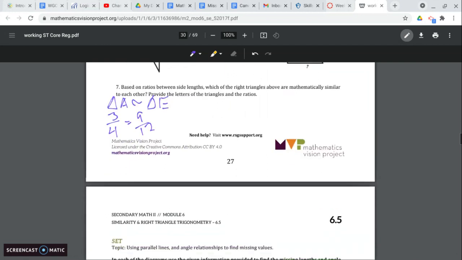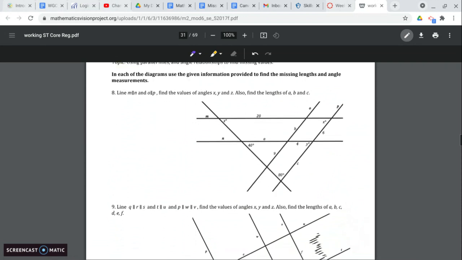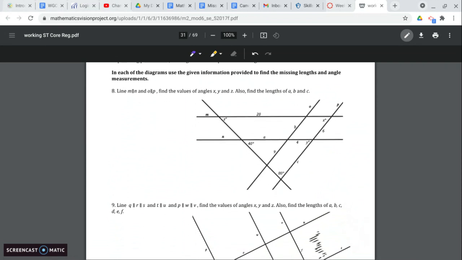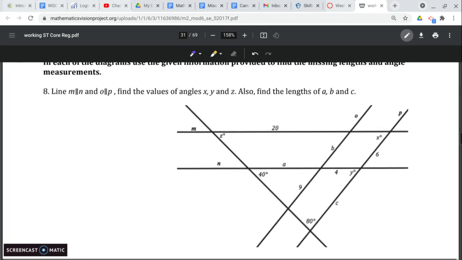All right, so our next section, using parallel lines and angle relationships, find missing values. In each of the diagrams, use the given information provided to find the missing lengths and angle measurements. So line M is parallel to N and O is parallel to P. So these 2 lines are parallel and these 2 lines are parallel. So we've got a transversal that's cutting through all of them. We also have both O and P can be considered transversals for M and N and vice versa. So we want to find the angles of X, Y, and Z and also find the lengths of A, B, and C. So I'm going to zoom this in so you can see a little better.